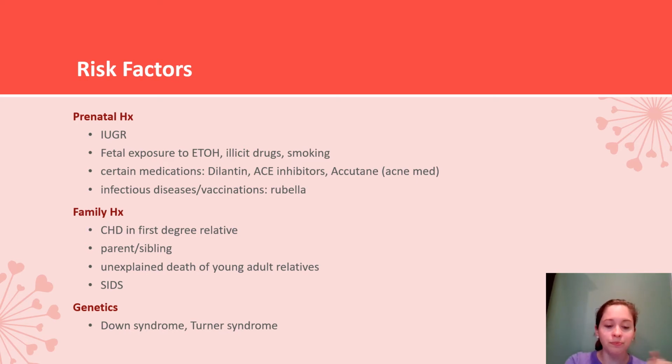If a patient has a first-degree relative who has a congenital heart defect, which is a genetic component, so that means mom, dad, sibling, grandmother, grandfather, if they have a congenital heart defect, then the patient's more likely to have a congenital heart defect. If there's a family history of someone in the family having an early unexplained death, or a baby dying early on related to SIDS or sudden infant death syndrome, then we can have, again, that genetic component that could lead to a patient developing and having a congenital heart defect.